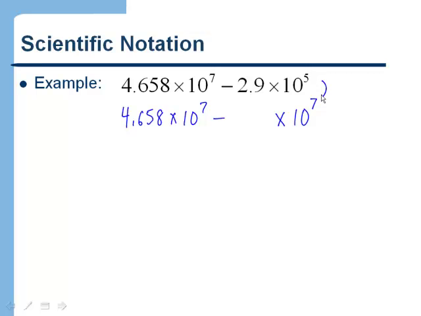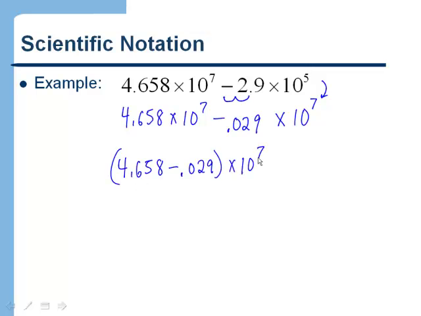Now again, I made this 2 powers of 10 bigger. That means I have to move the decimal place over 2. So I get 0.029 times 10 to the 7th. Once I've got that, now I just take 4.658, subtract 0.029, and that's just times 10 to the 7th. And if you do that on your calculator, you get 4.629 times 10 to the 7th, and that's the answer.